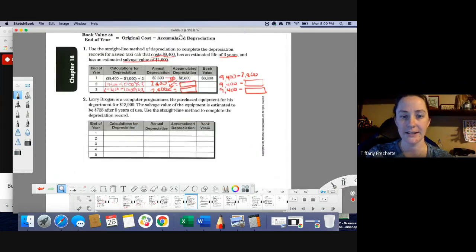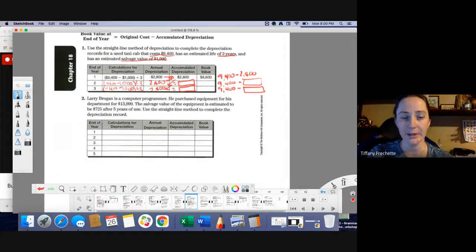Let's go ahead and look at this next table. So we have Larry Brogan, who is a computer programmer. He purchased equipment for his department for $13,990. The salvage value of the equipment is estimated to be $725. So we have salvage value, $725, after 5 years of use. Use the straight line method to complete the depreciation record.